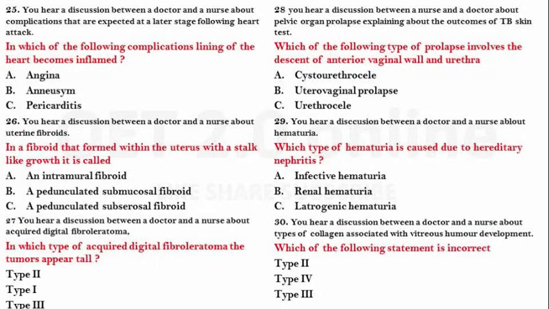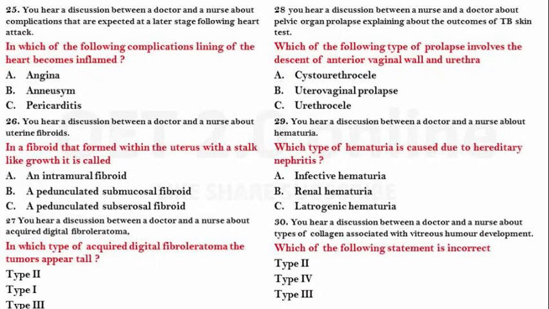The anatomical categorization describes which organ is primarily involved in the descent. Urethrocele involves the anterior vaginal wall and urethra descending into the vaginal opening. Cystocele involves descent of the anterior vaginal wall and bladder. Cystourethrocele involves the prolapse of the bladder and urethra along the anterior vaginal wall.